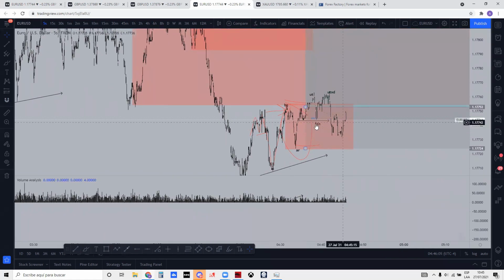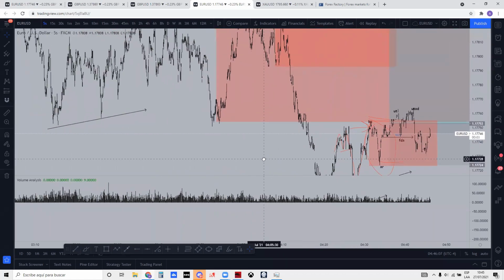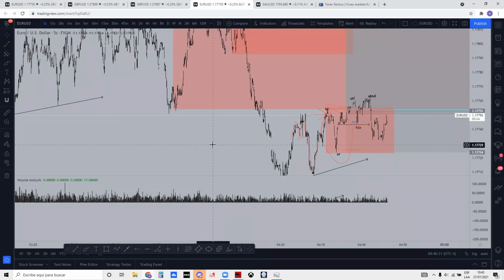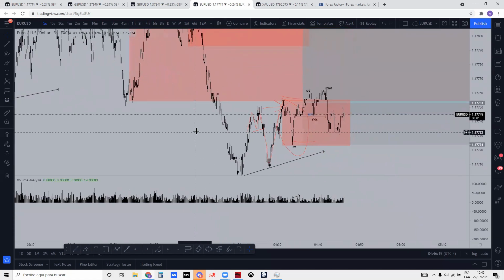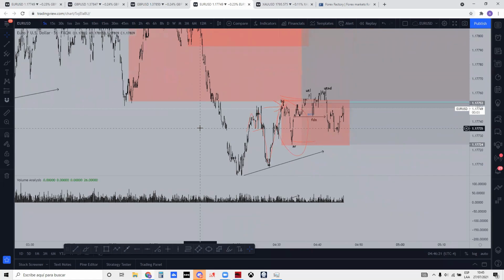Fortunately, in my case, I have a high win ratio, but that's not fortunate from the psychology point of view, because every time I lose a trade, I am surprised that I'm losing, okay? And it shouldn't be like that. Of course, I'm still working on it.